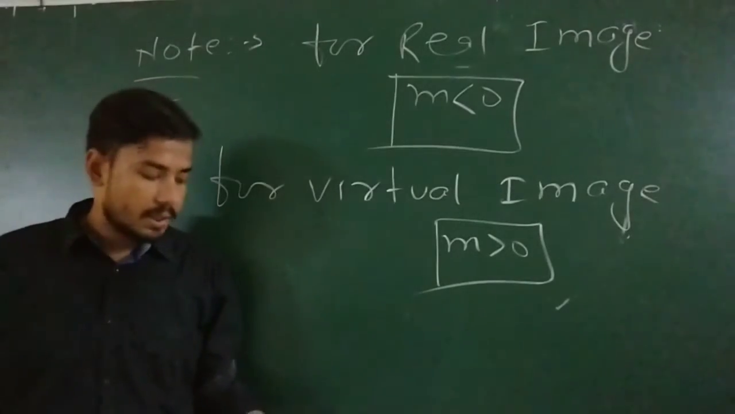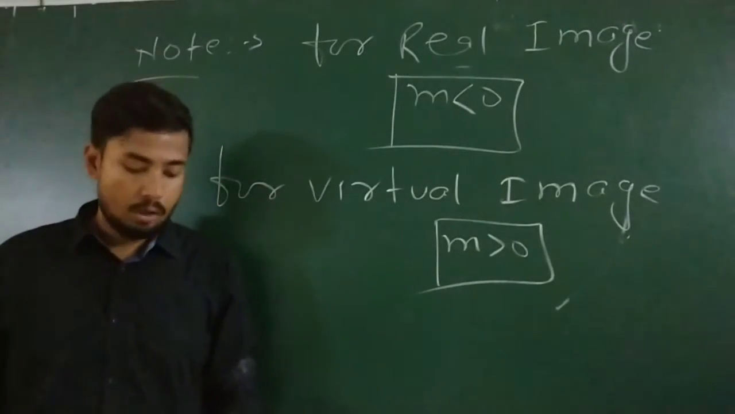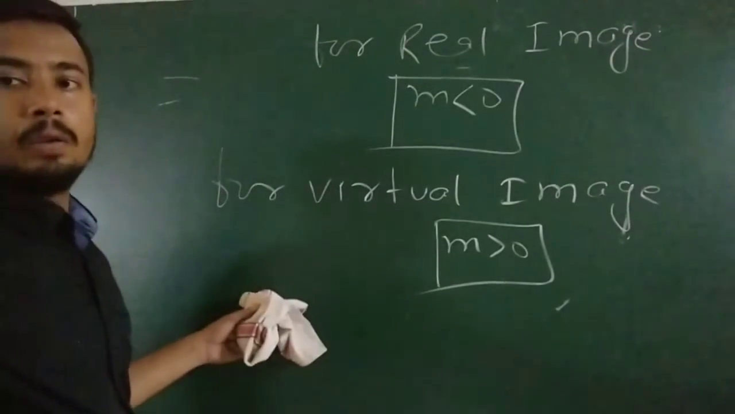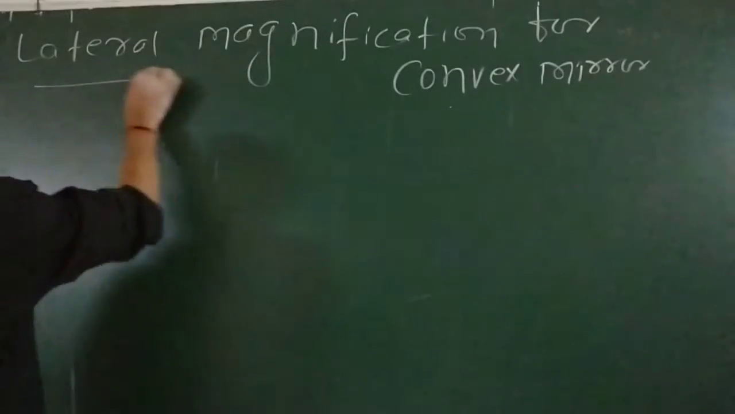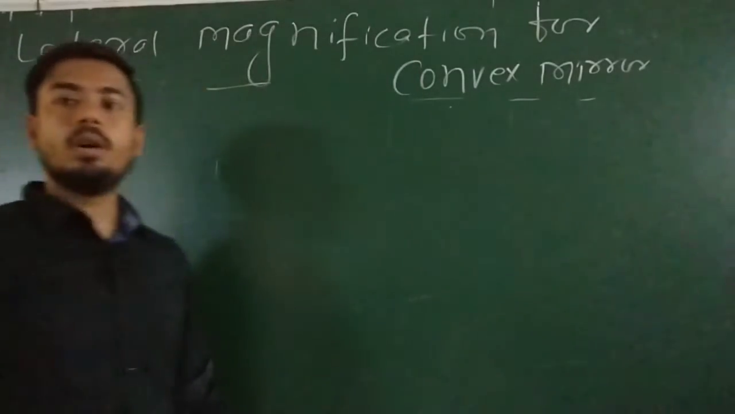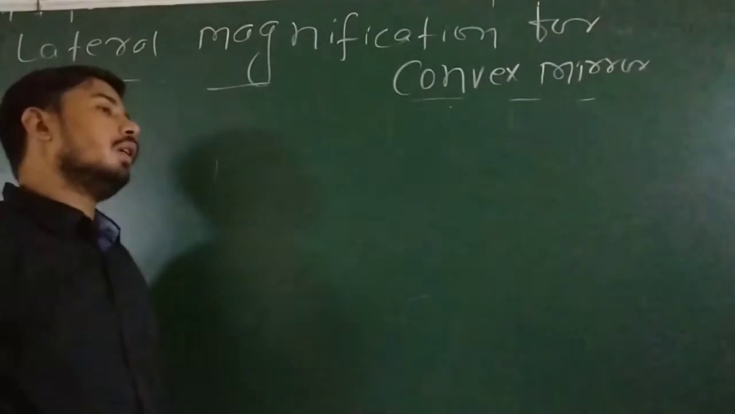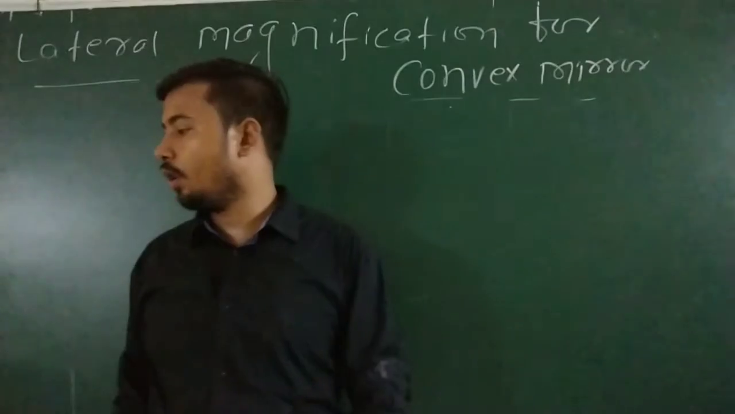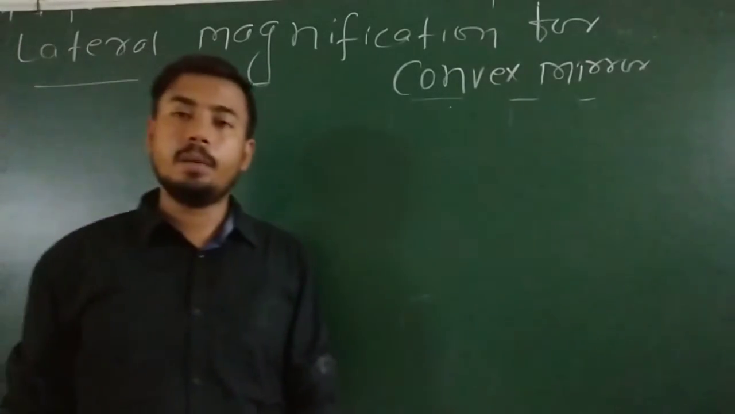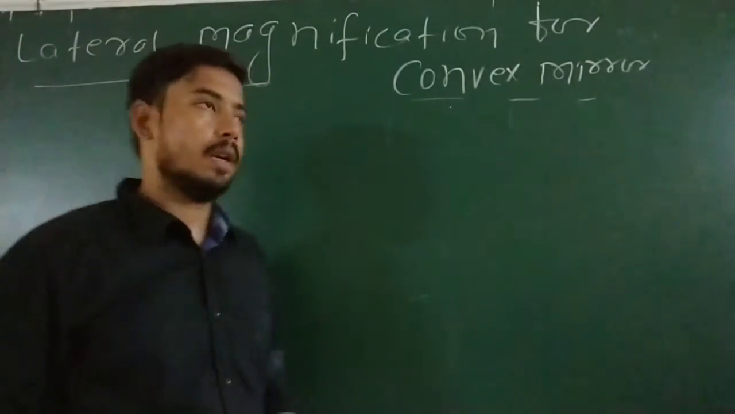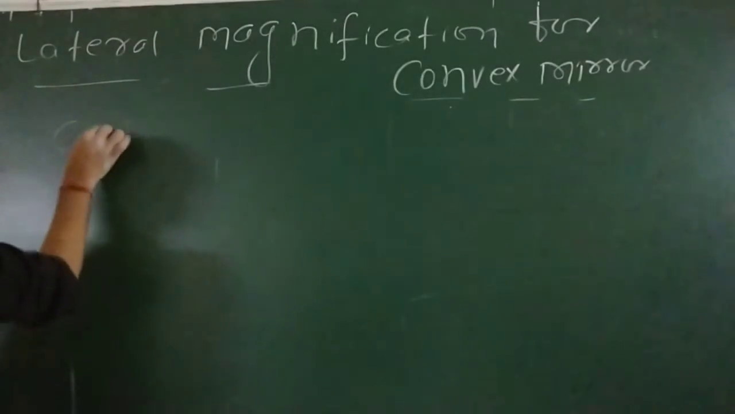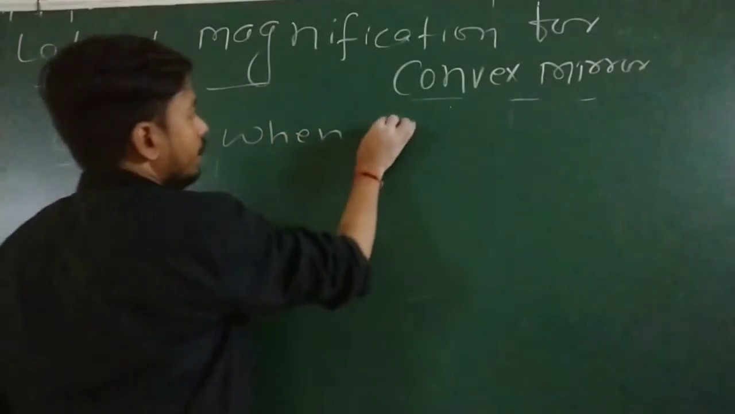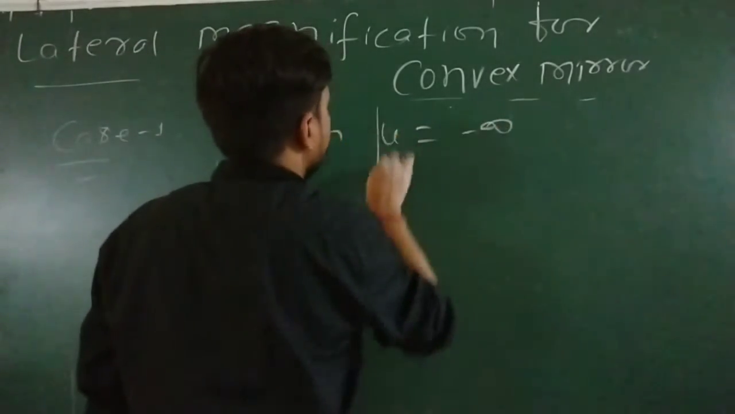Now we are going to discuss lateral magnification for a convex mirror. Right? Okay. So see, here we are going to discuss lateral magnification for a convex mirror. So in the case of a convex mirror, how many cases have we discussed? 2 cases. First, the object is at infinity, and second, in front of the mirror. So one by one we will discuss. Case first.